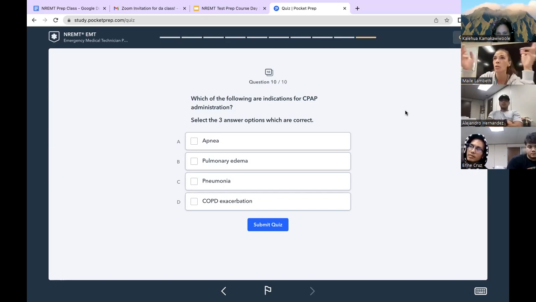So if they use the term not breathing, or if they use anything to do with apnea, it's just, you're not breathing on your own. We're not going to use something like that. So in this, if you can't use CPAP, patient's apnea, that's our skill. What do we use? BVM.